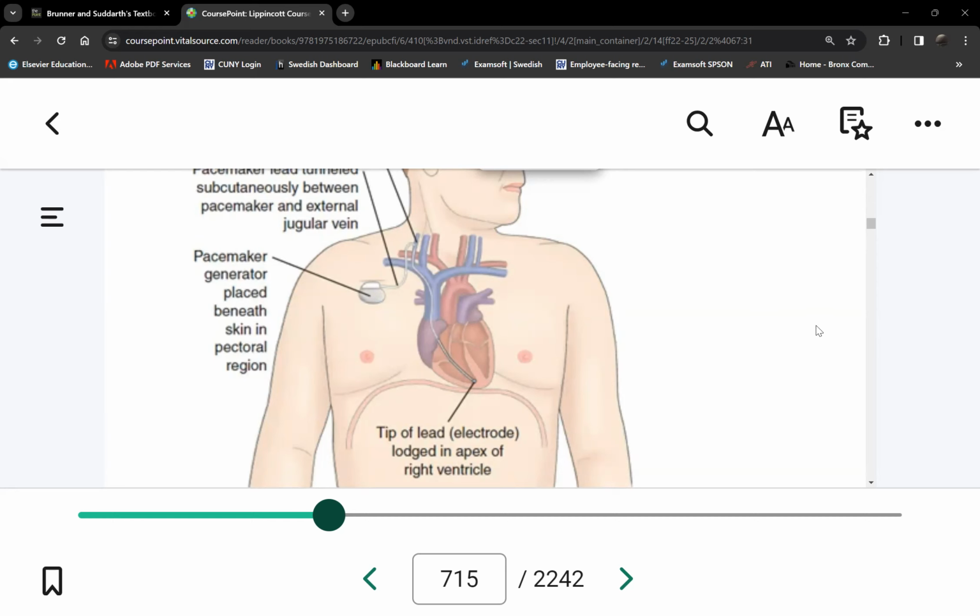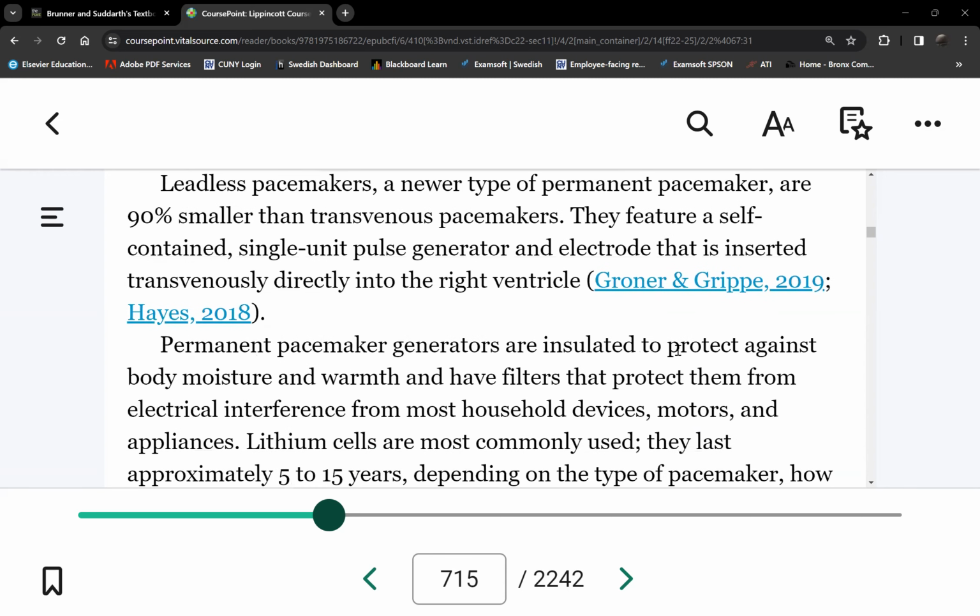For transvenous, who gets these again? People that are getting a permanent pacemaker, okay, but that they can't get yet. Okay, so let's call the term a bridge. What is a bridge? So until you can get a permanent pacemaker, this is like a bridge, all right? In the meantime, we'll use a transvenous pacemaker.